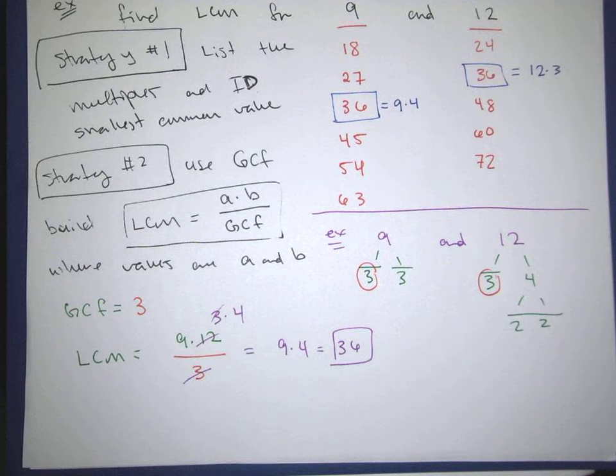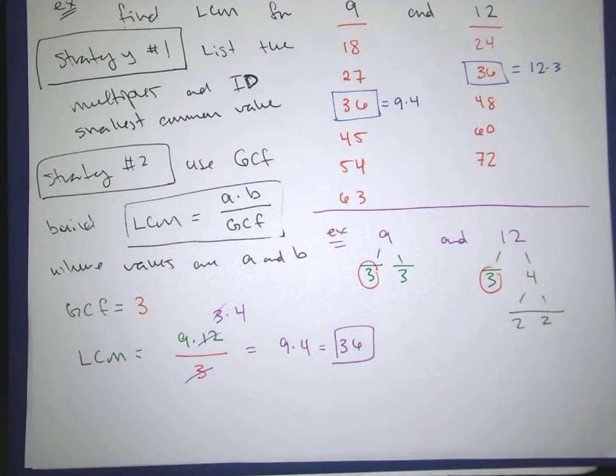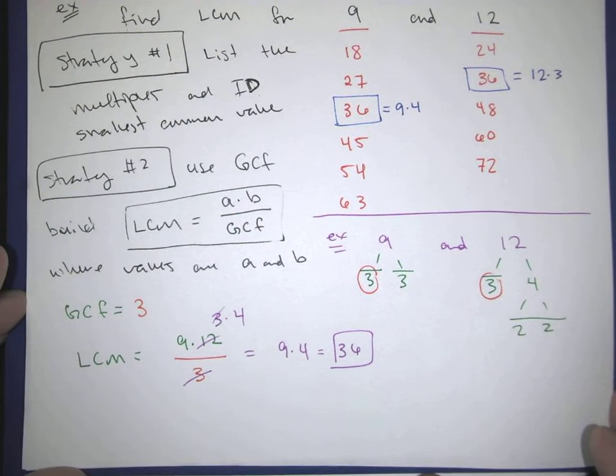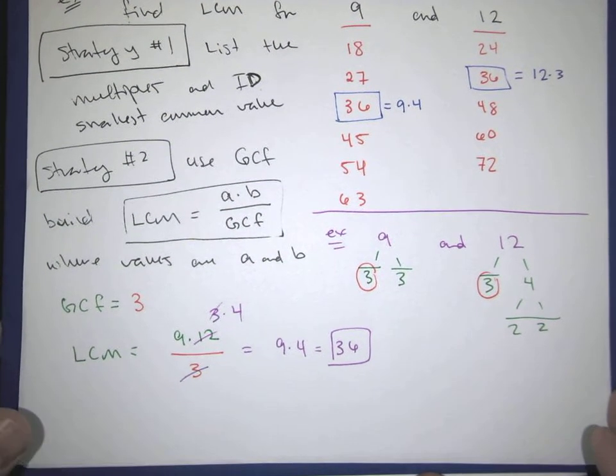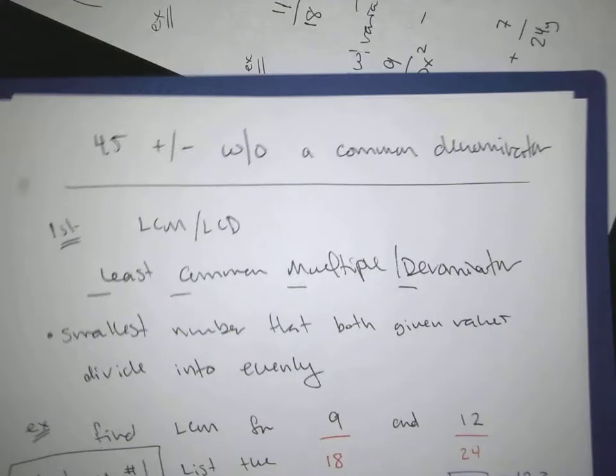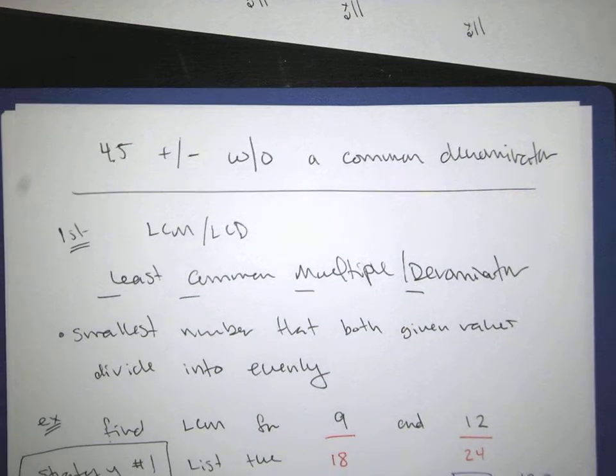So finding a least common multiple, you can do either of these strategies, right? Either of these things work. I would like to do one more example. I want to throw a couple variables in here just because that's kind of interesting, and so why not see that?